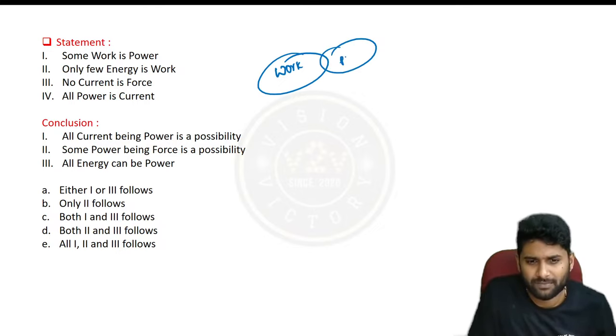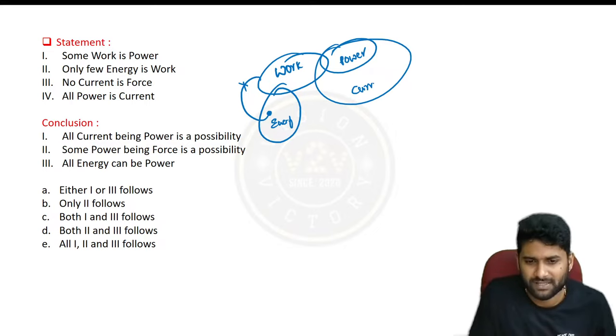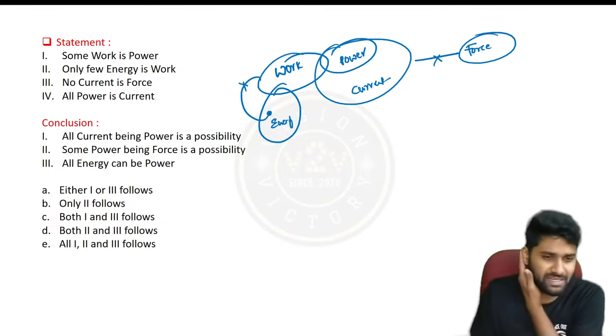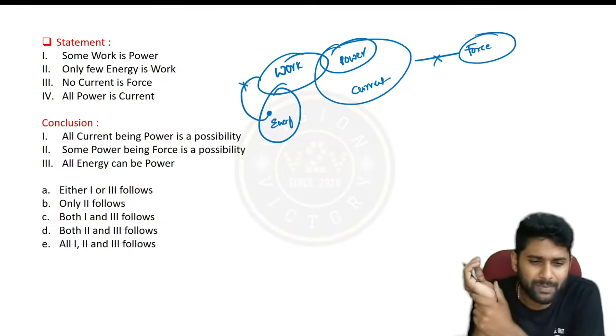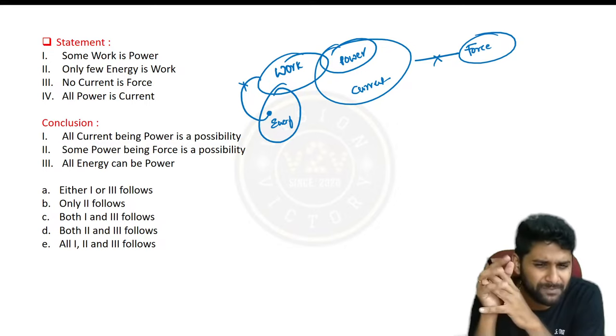Some work is a power. Only few energy is work. Some energy is not work. No current is force. All power is current. This is the picture. Let's check with the conclusions. All current being power is a possibility. Is it possible? Yes.